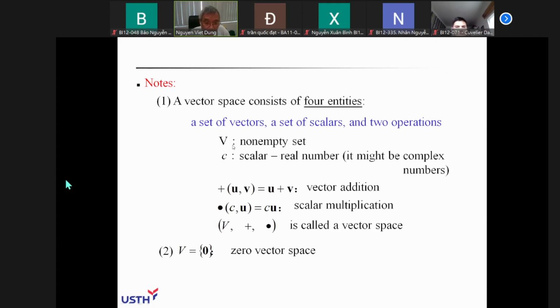And it is here. I write it here. And usually a vector space can be denoted by V together with 2 operations here. Suppose that we know already the set of numbers is the real numbers here. And the smallest vector space is the 0 vector space. It consists of only 1 element, and it is exactly the 0 vector.